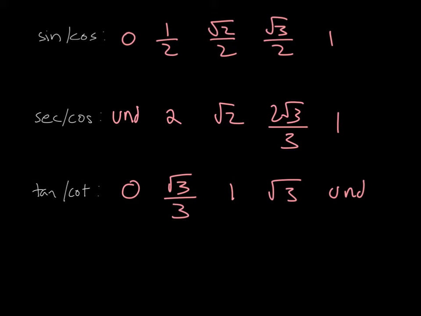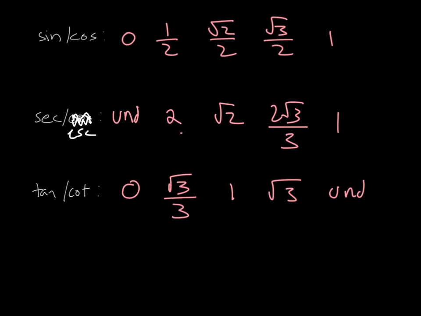Okay. And then towards the end, we talked about, well, what if we're doing the reciprocal functions? And I've got a little typo here. This should be cosecant. Secant and cosecant. Okay, those reciprocal functions there. When we take the reciprocal of 0, undefined, and then 2, √2, 2√3/3, and 1. So we can use the same idea of if we've got the reciprocal of a small side, it's 2.